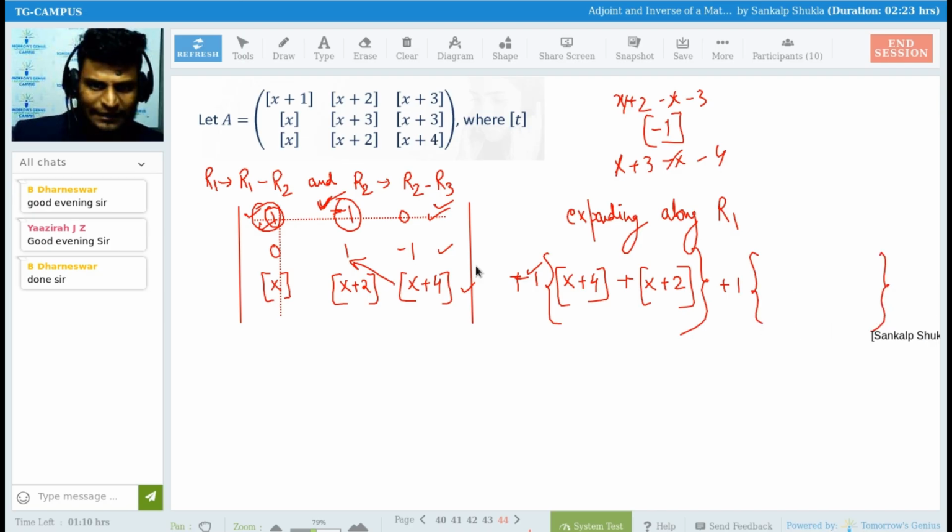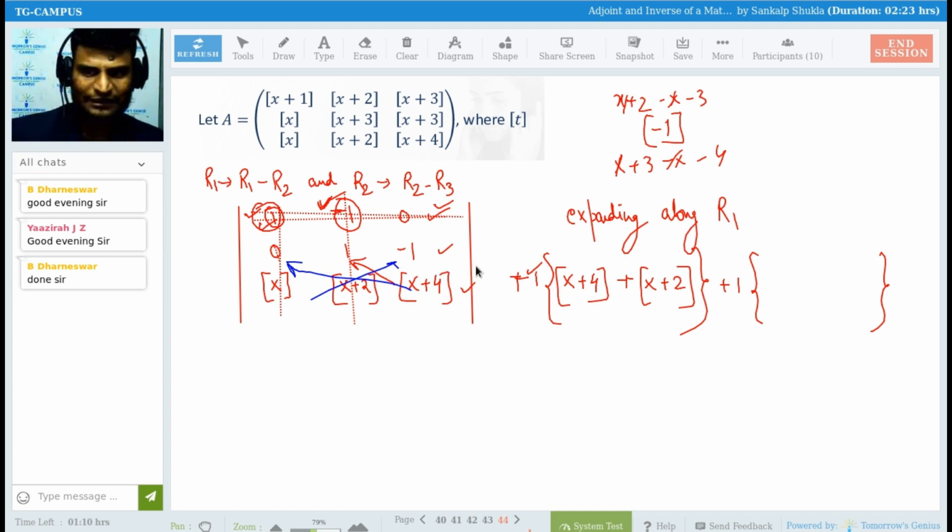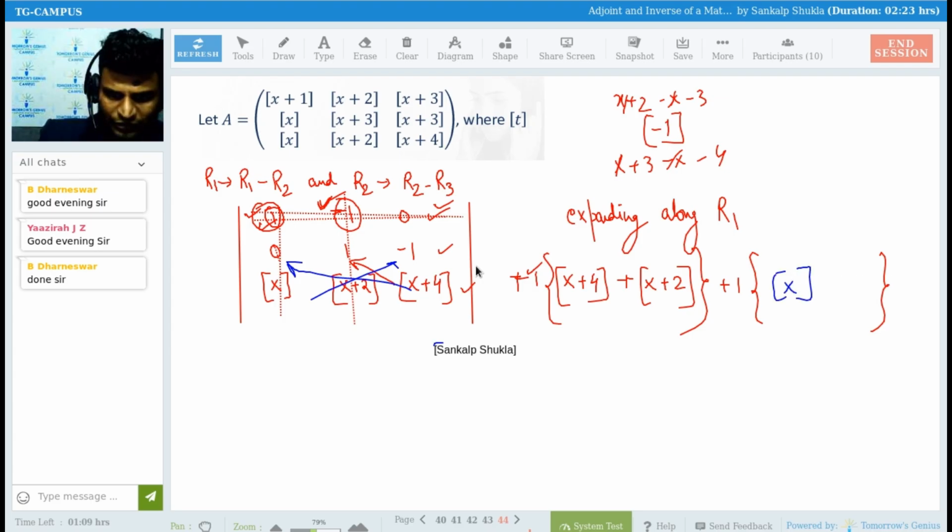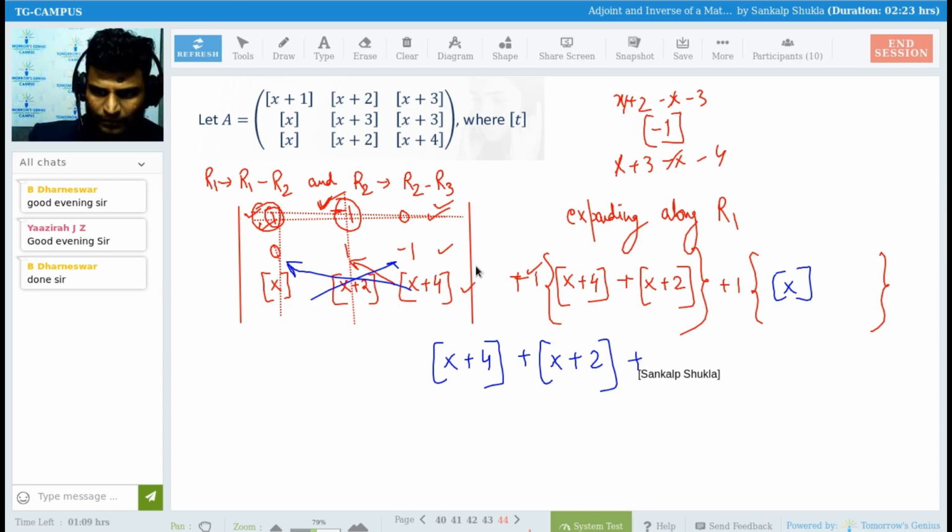Now plus 1, again I'll slash this row and this column. So there will be 0 into x plus 4 minus x. Right? So that is 0 only. And minus 1 into x, that is x only. Okay. So what we have got? We have got greatest integer of x plus 4 plus greatest integer of x plus 2 plus greatest integer of x.